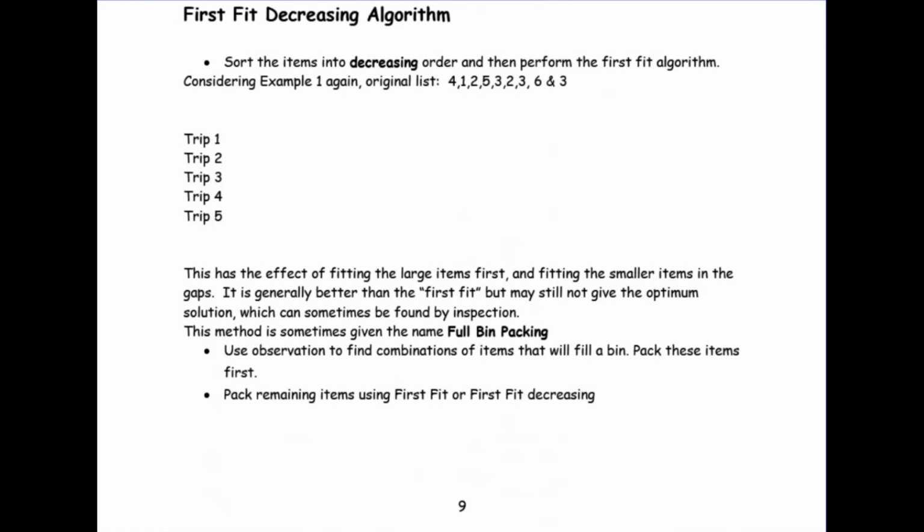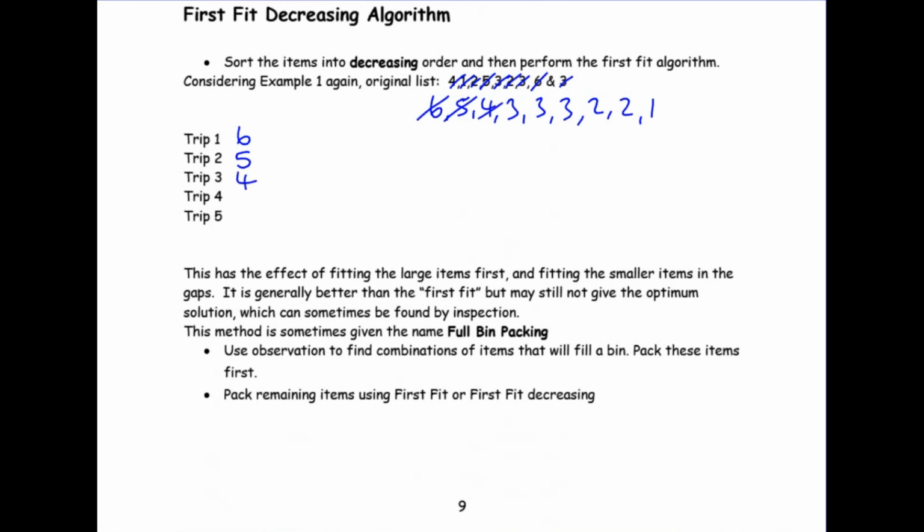So if I'm going to put this in descending order, I start off with 6, and then I've got 5, 4, and I've got 3 3s, 2 2s, and a 1. So I'll put it in decreasing order first. I then apply the first fit algorithm to this. So my first one is 6, and I'll do that in a trip on its own as trip 1. Then my 5-ton machine, I'll fit it in there for trip 2.